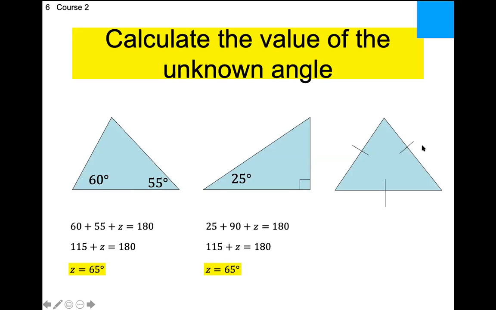Okay, good. Last one, notice there are no measurements. What you need to remember is that for an equilateral triangle, the angle measurements are 60 each. In other words, all three angles are 60, so they're all the same. You get three of them. 180 divided by 3 is 60. So therefore, all the angles are 60 there. Does that make sense?